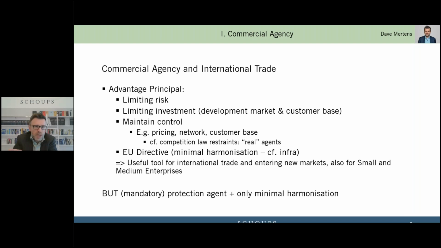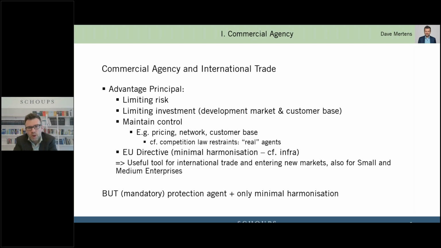One of the main advantages for you as a principal is that, much as with distributorship contracts, it limits your risk and potentially your investments. If for no other reason than the fact that most commercial agents work on a commission basis, there's no need to give them a minimum wage. You can work on commission or a mixture of fixed compensation and commission, meaning that if they don't sell, you don't pay them.